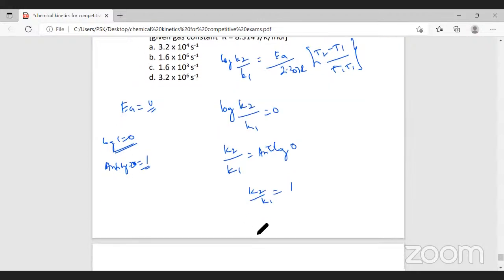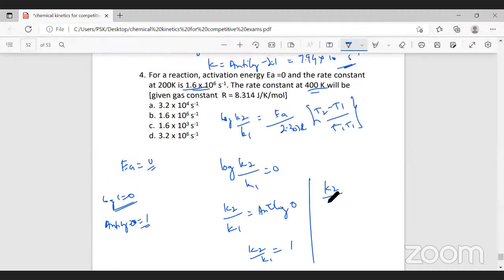So we can write K2 by K1 is equal to 1. Now they've given you K1. What is the K1 they've given you in the question? It's 1.6 into 10 to the power 6. K2 divided by K1 is equal to 1, so K2 is also equal to 1.6 into 10 to the power 6. So for this question, K1 and K2 are the same. So the answer for this question is option B, 1.6 into 10 to the power 6 per second.